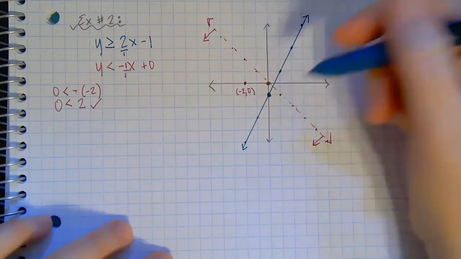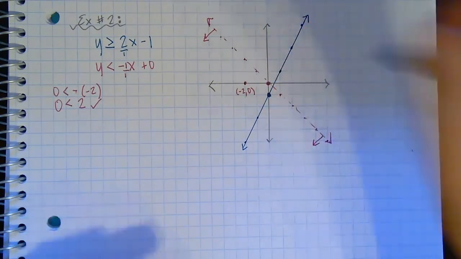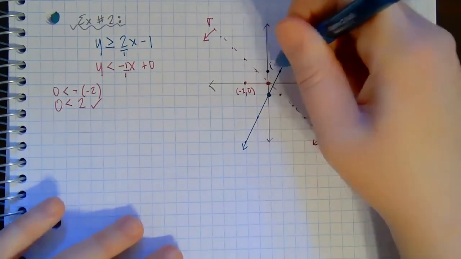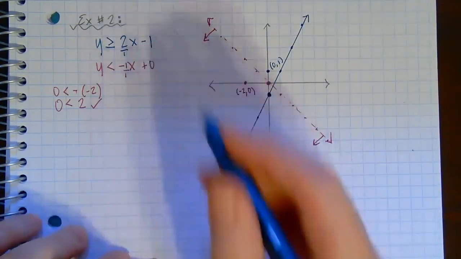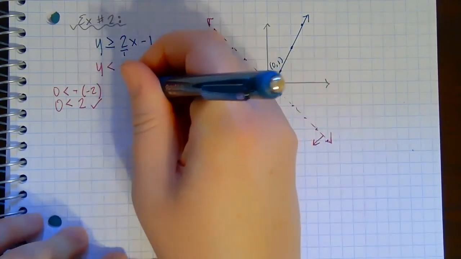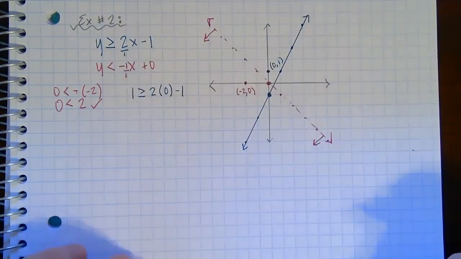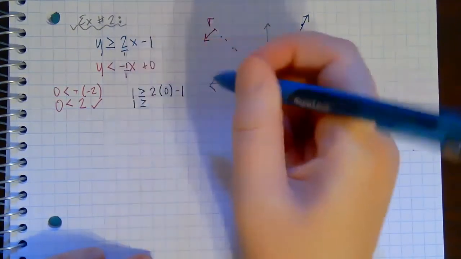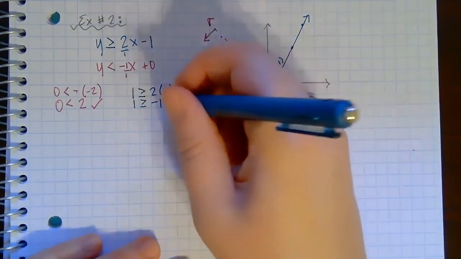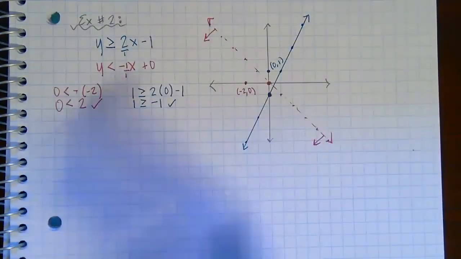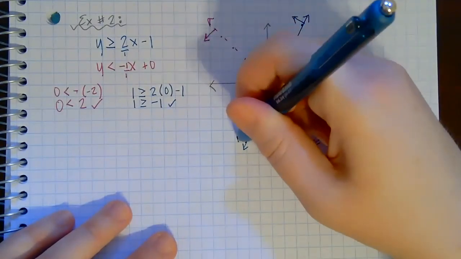And I can do the same thing for the blue one. Find which side I want to shade on. This one I can actually use 0, 0, but I don't want to do it just because it's going to get a little confusing there. So I'm just going to pick another point. Let's use this one. Let's use 0, 1. So I'm going to test that one in the blue one. So 1 is greater than or equal to 2 times 0 minus 1. 1 is greater than or equal to 2 times 0 is just 0. So is 1 greater than or equal to 1? Yes, it is greater than or equal to 1. So that means I want to shade on the side of the line where this point is. So I would shade this way and this way.